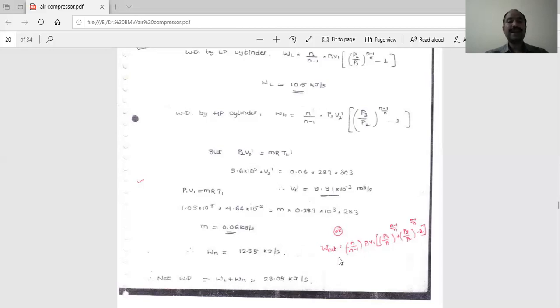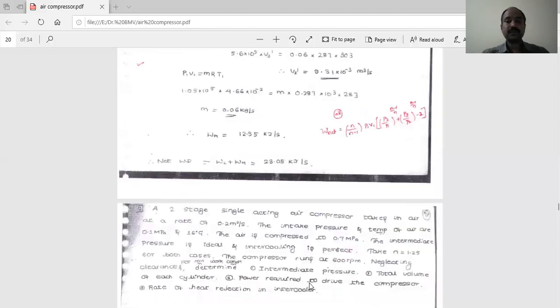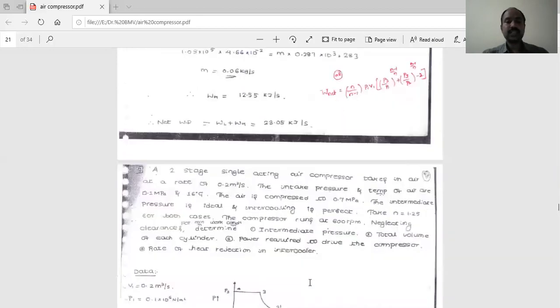And it can also be calculated as W net is equal to n divided by n minus 1 into P1 V1 into P2 divided by P1 plus P3 divided by P2, to the power of n minus 1 divided by n, minus 2. We should get the same value, that is 23.05 kilojoules per second. This is one problem on the two-stage compressor.